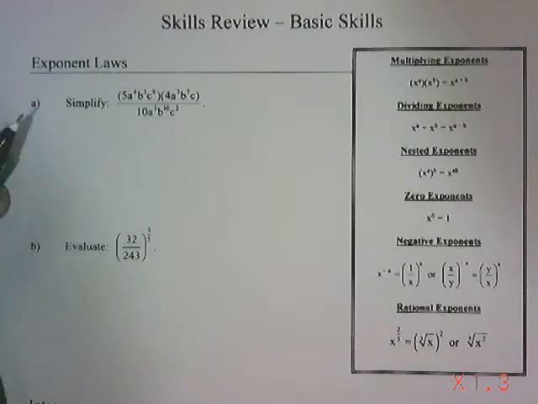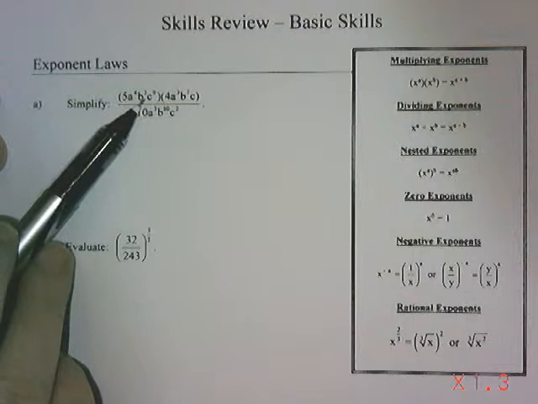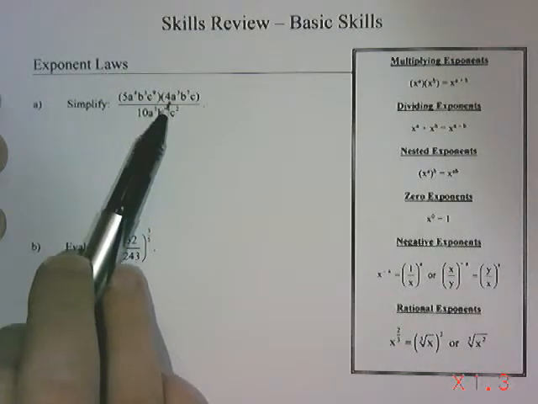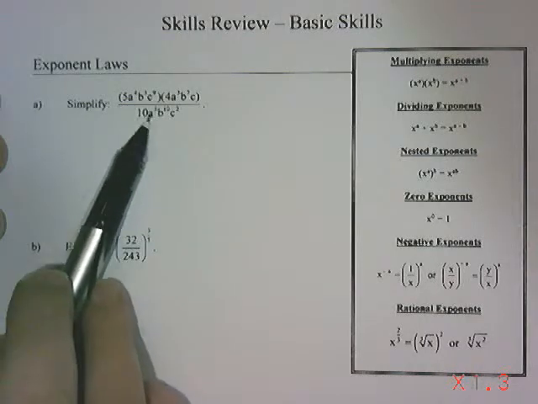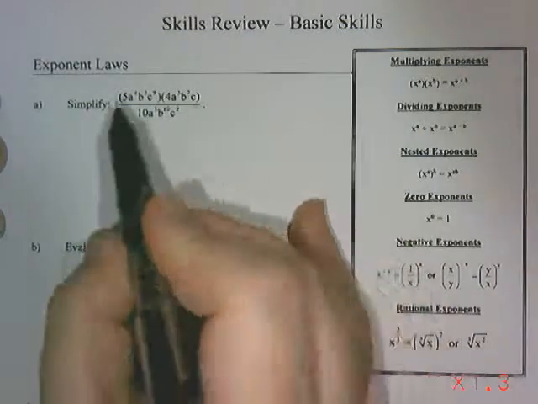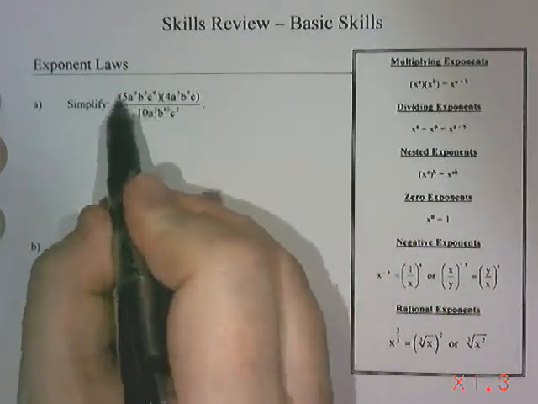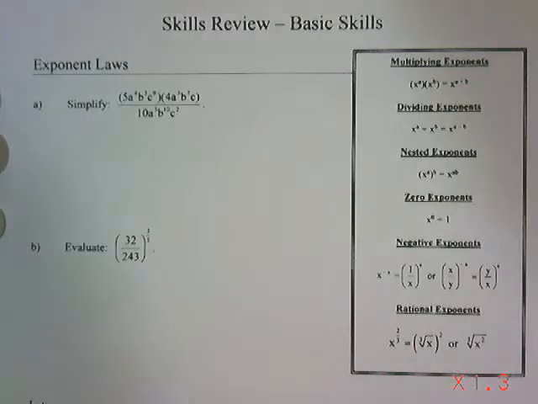So the first one here says we want to simplify 5a to the 4, b to the 3, c to the 9 times 4a to the 3, b to the 7, c, all divided by 10, a to the 3, b to the 10, c to the 2. So if I take a look at what's going on here, I notice that I have two things being multiplied in the numerator. So I'm going to start with that.